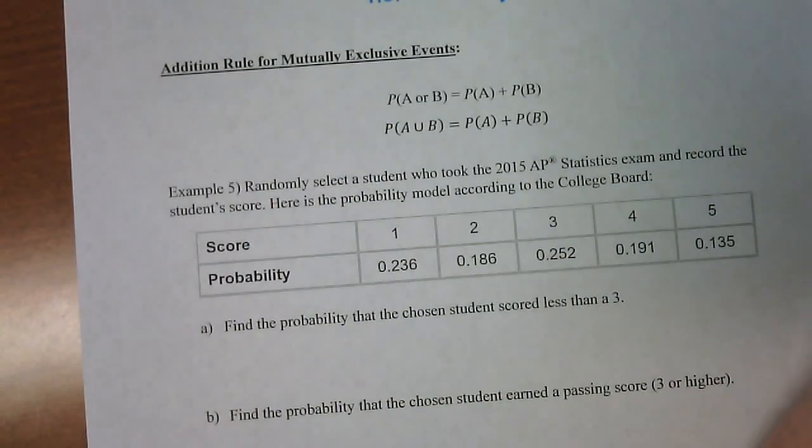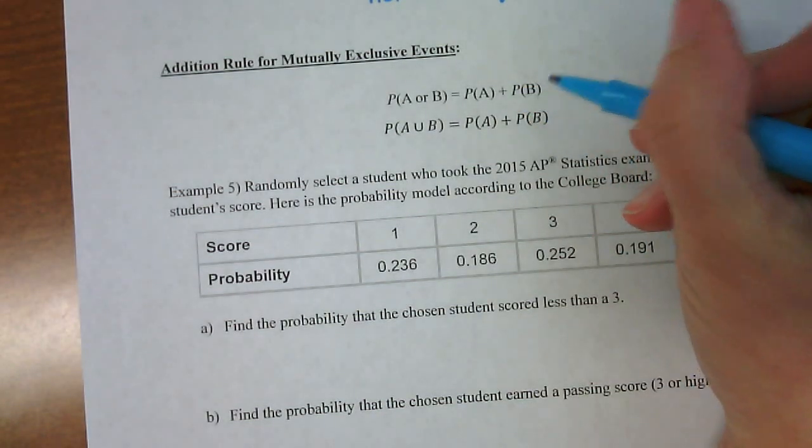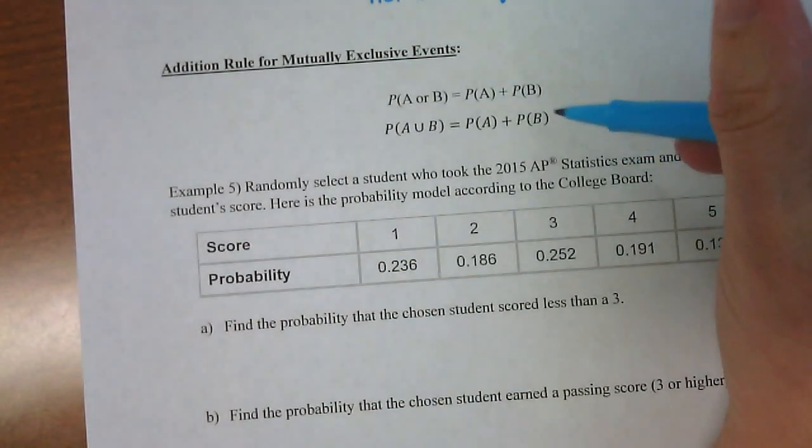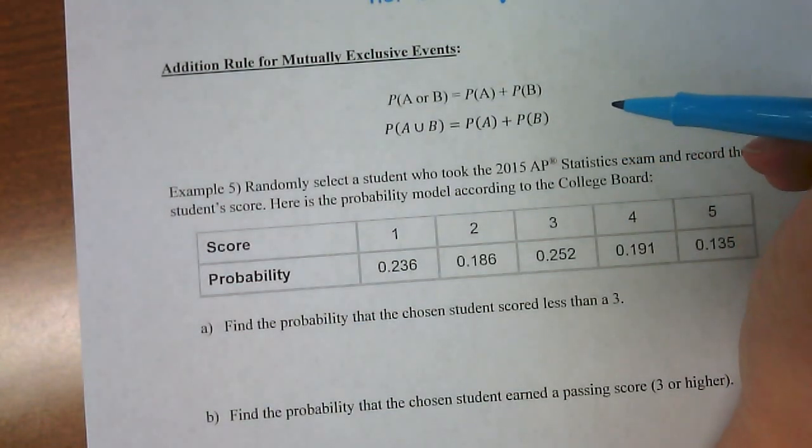If the events are mutually exclusive, we add the probabilities. That's really like what we did in example 2 and example 3. So that formula really goes with example 2 and example 3.